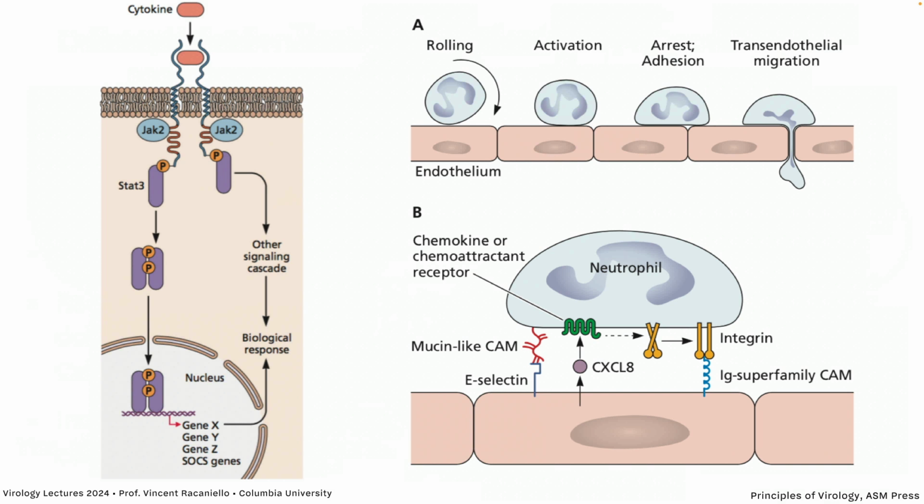And an example of that is shown on the right, where we're looking at neutrophils in a blood vessel that are going to sense infection in a local tissue, and they're going to get through the blood vessel. And what happens is the endothelium produces certain membrane proteins induced by cytokines.